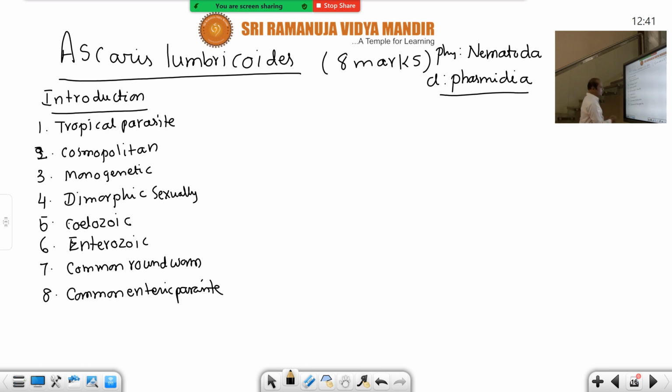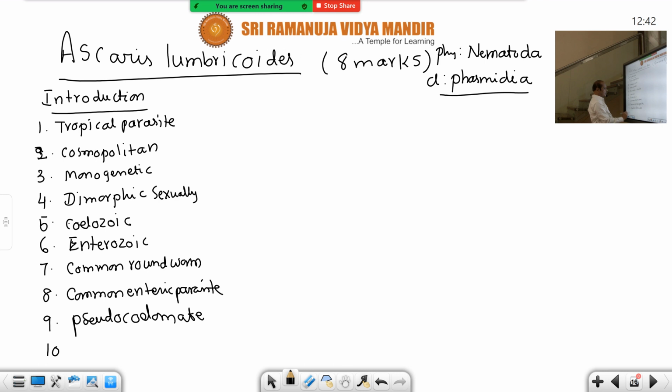So it is a common enteric parasite, monogenetic parasite, dimorphic parasite, sexually dimorphic parasite, coelozoic parasite, and pseudocoelomate. You all know pseudocoelom is a body cavity not lined by mesoderm. That's why these are the pseudocoelomates. Monogenetic, dimorphic, pseudocoelomate parasite, these three are clubbed together. That question they ask like that. That is Ascaris lumbricoides. So these are the most important introductory features.